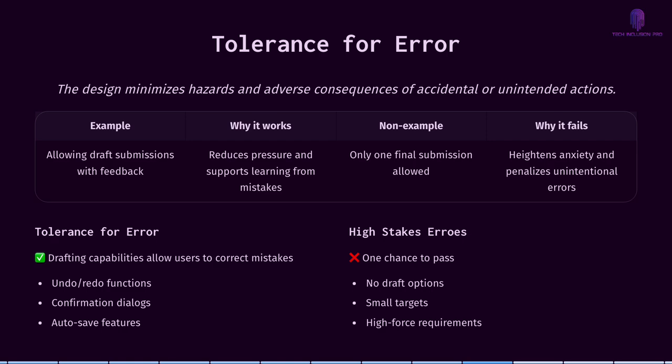High stakes errors, too, are maybe you only get 1 chance to pass, or no draft options, small targets, high force requirements, and so on. You have to avoid some of those components. So making sure that the environment is set up so that if the person does fail or does do something incorrectly, it's not the end of the world.